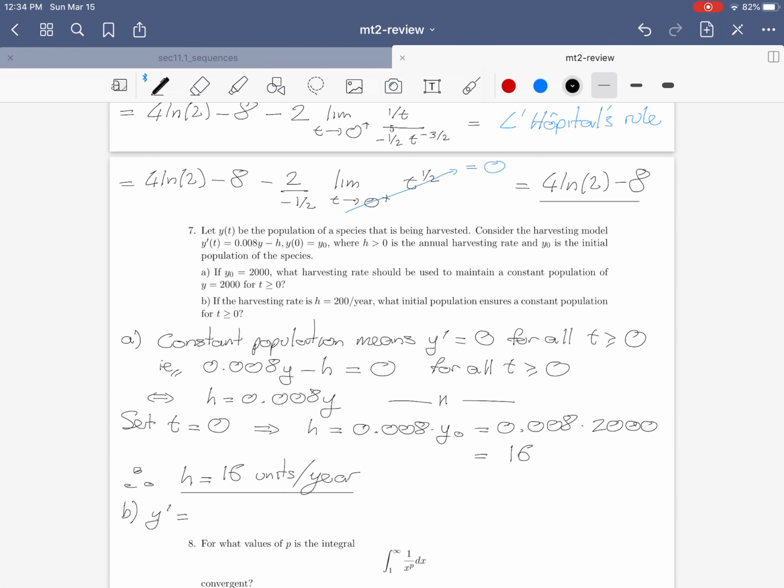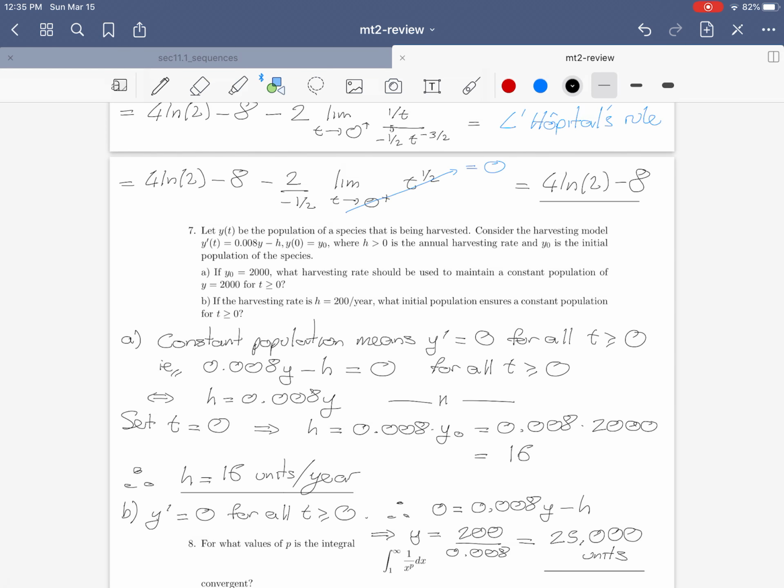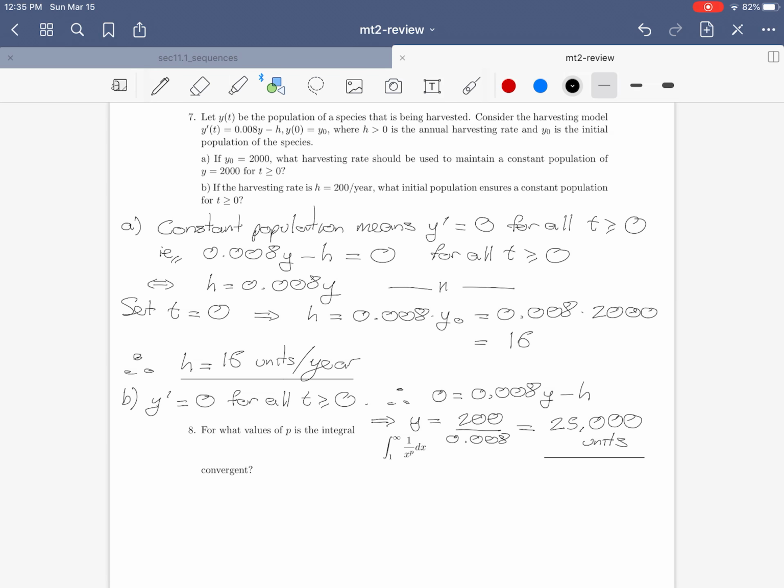We want y' equals 0 for all t. Therefore 0 is equal to 0.008y minus h. We know what h is. h is 200. So if we rearrange, this says that y is equal to 200 divided by 0.008, which means that y is 25,000 units. Okay.